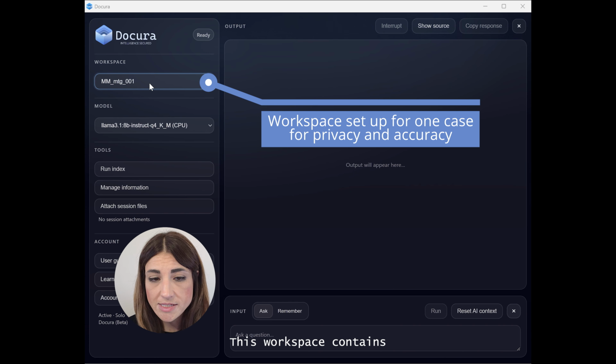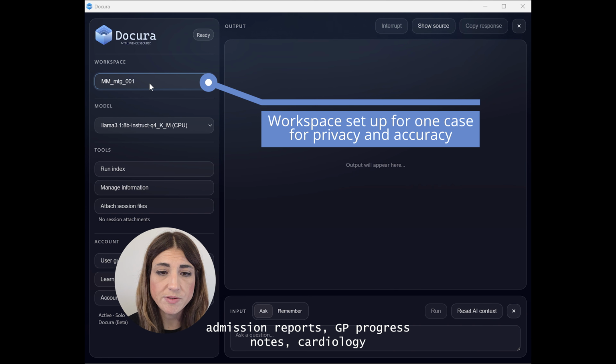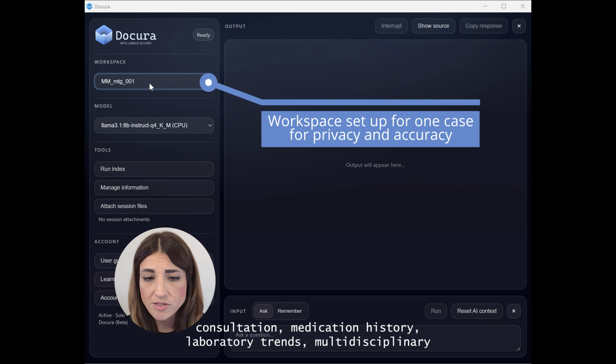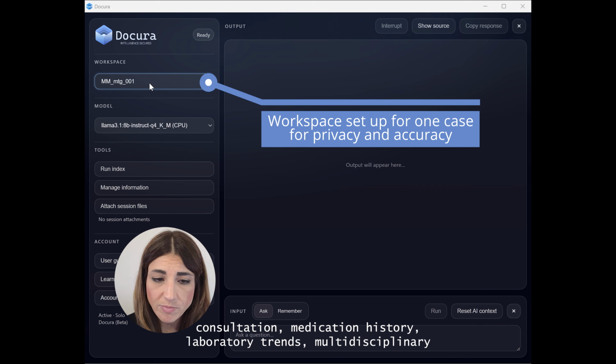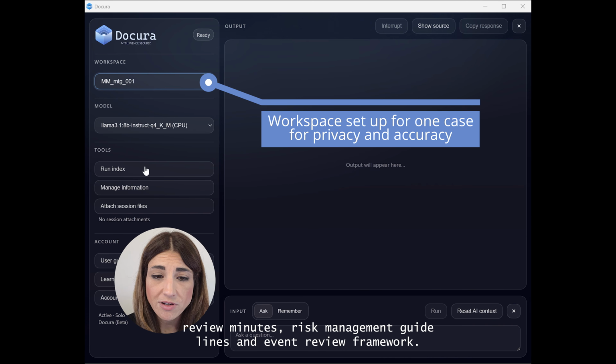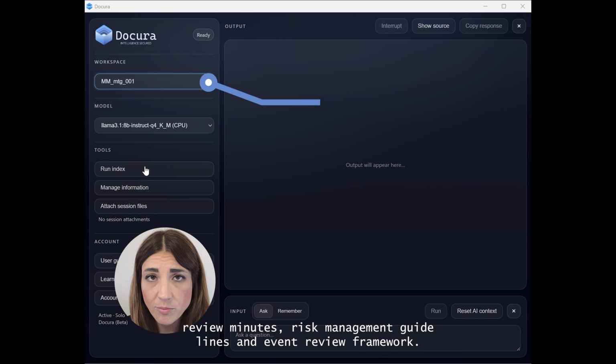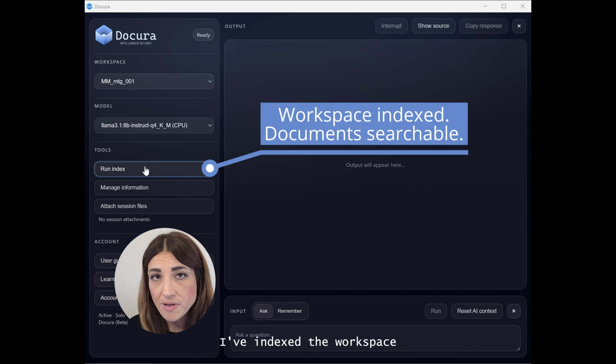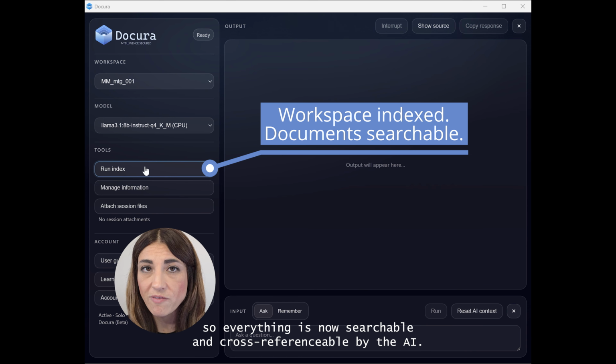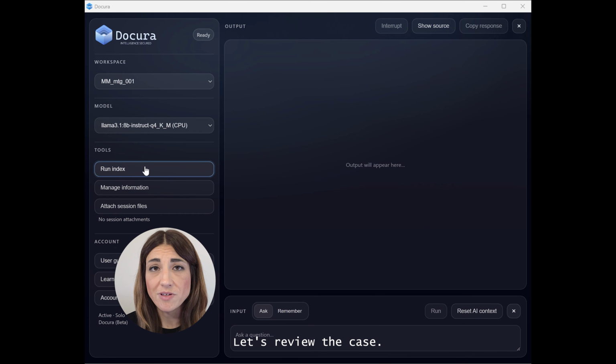This workspace contains admission reports, GP progress notes, cardiology consultation, medication history, laboratory trends, multidisciplinary review minutes, risk management guidelines, and event review framework. I've indexed the workspace so everything is now searchable and cross-referenceable by the AI. Let's review the case.